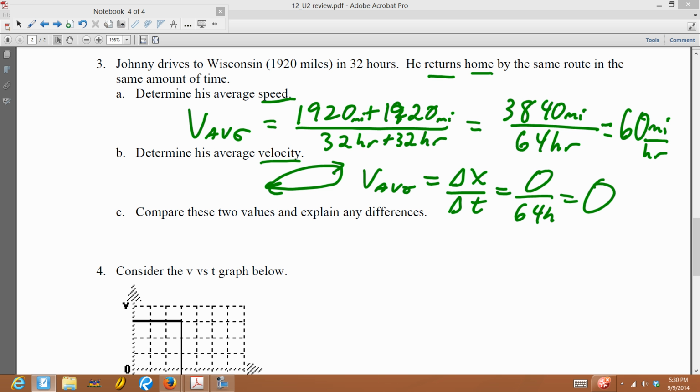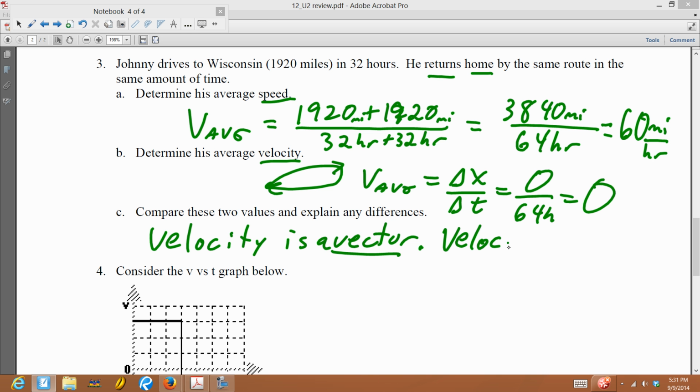Compare the two values, explain a difference, and so I would say velocity is a vector. You don't have to use that word. We used it once in class. But more specifically, I would say velocity has direction.